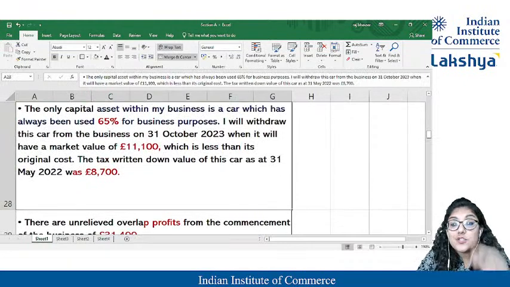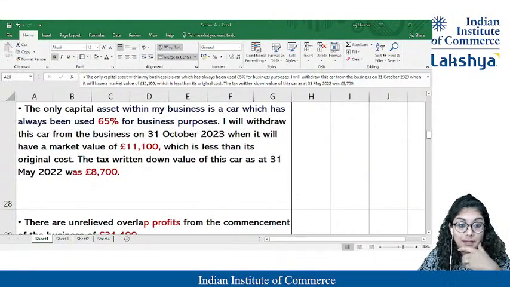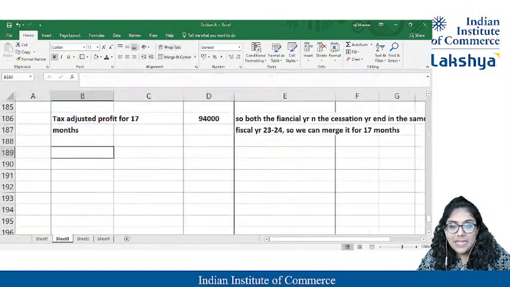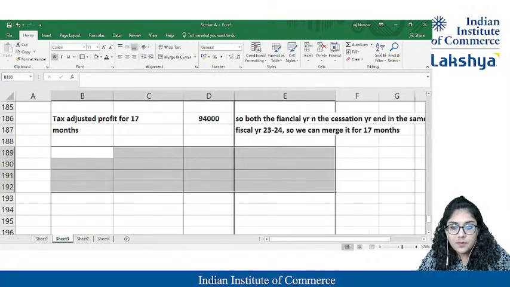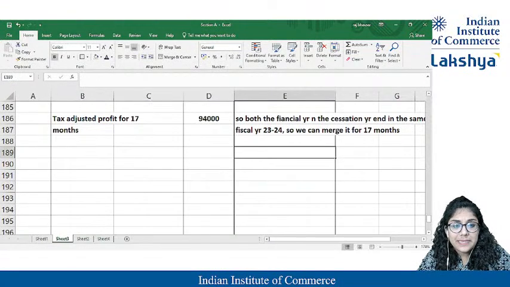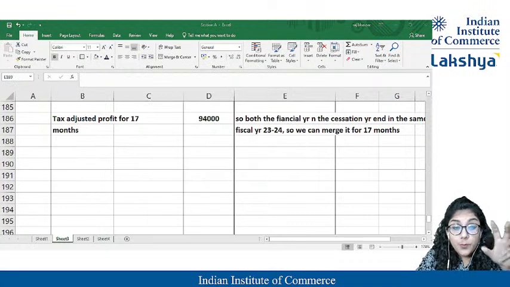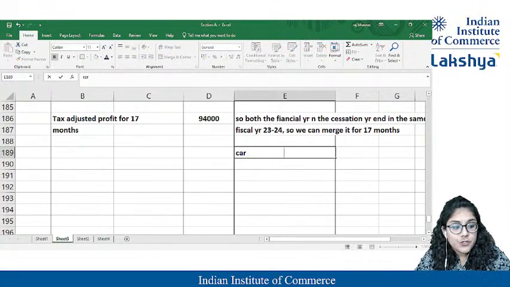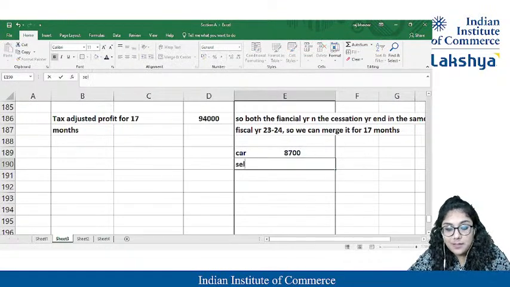But by the end we sold off the car. The market value is 11,100 and my written down value was 8,700. So my pool balance was 8,700 and my market value was this. You can make it with a different color, maybe blue, and write it over here. What was my pool balance of the car? The car's balance was shown at 8,700, but I could sell it at 11,100.